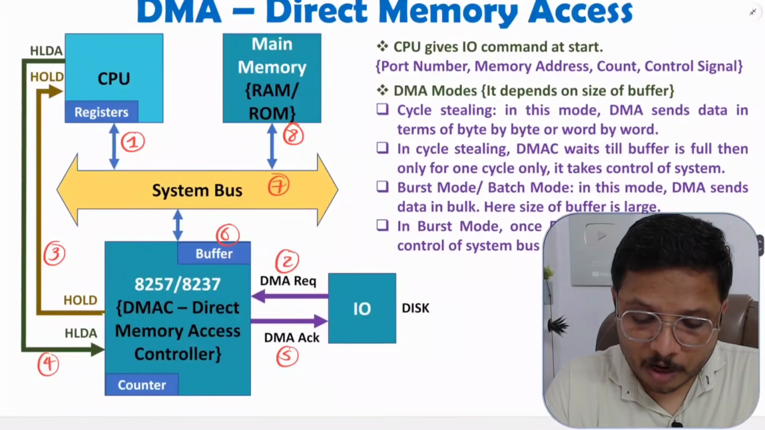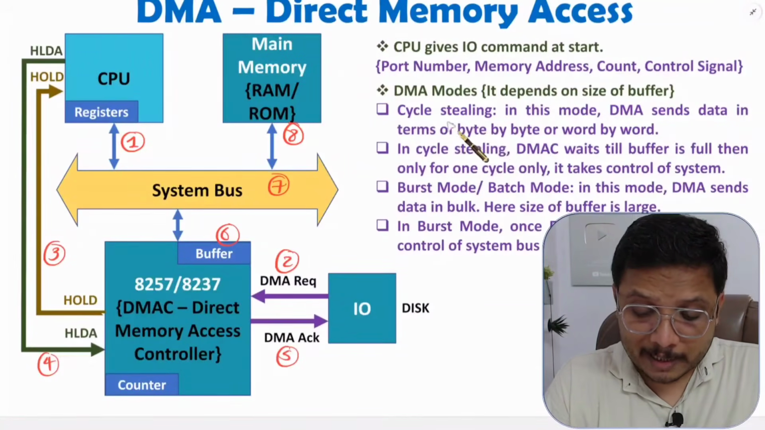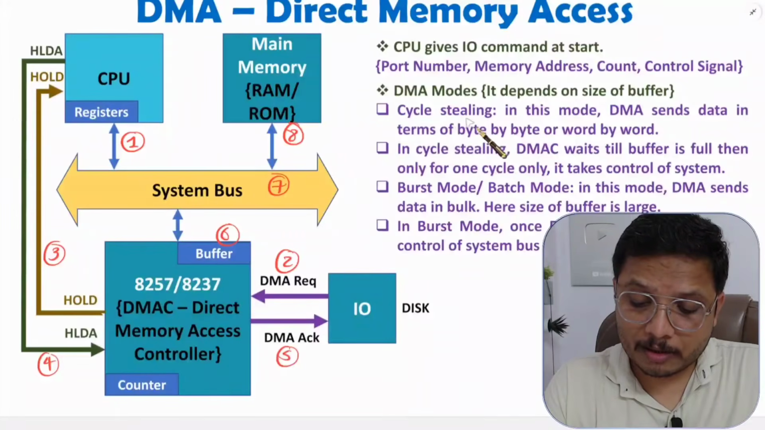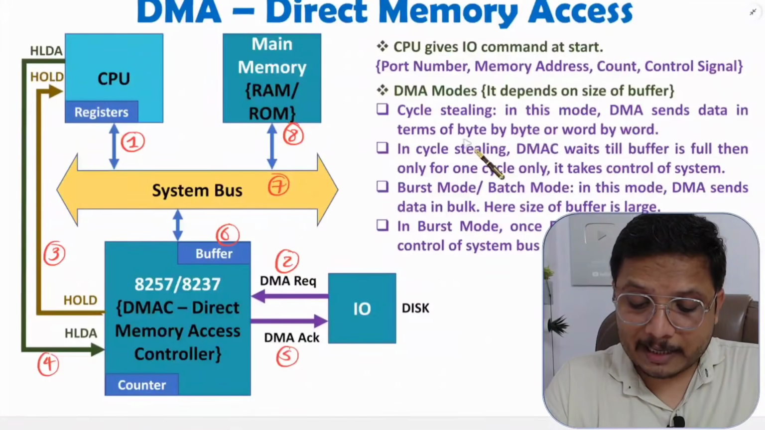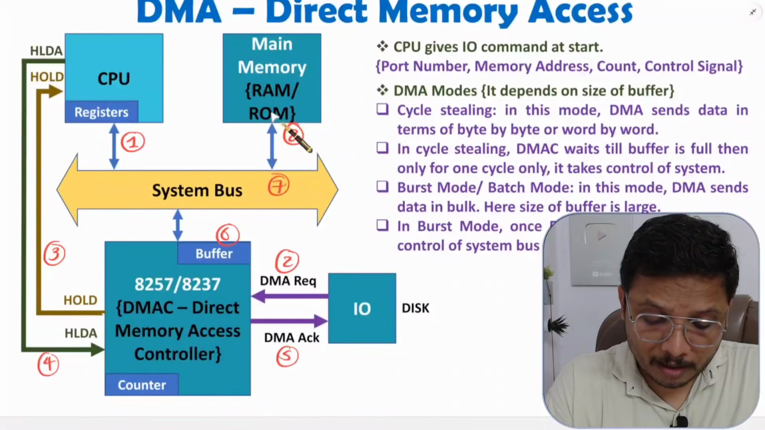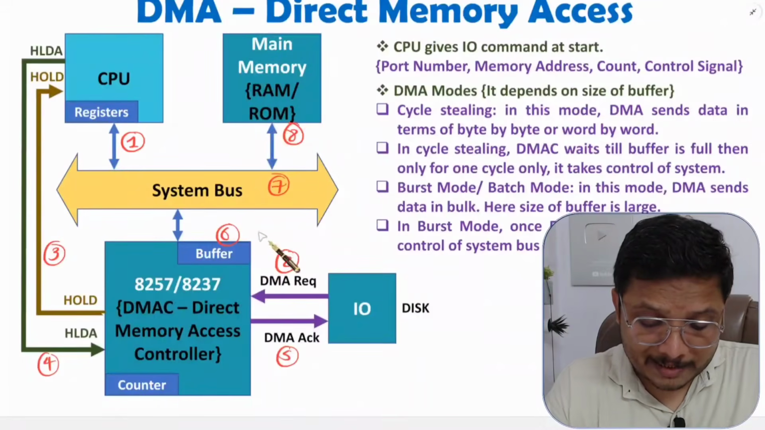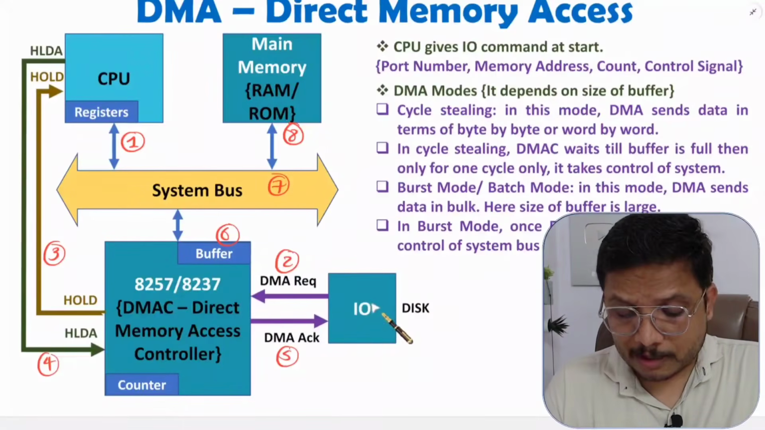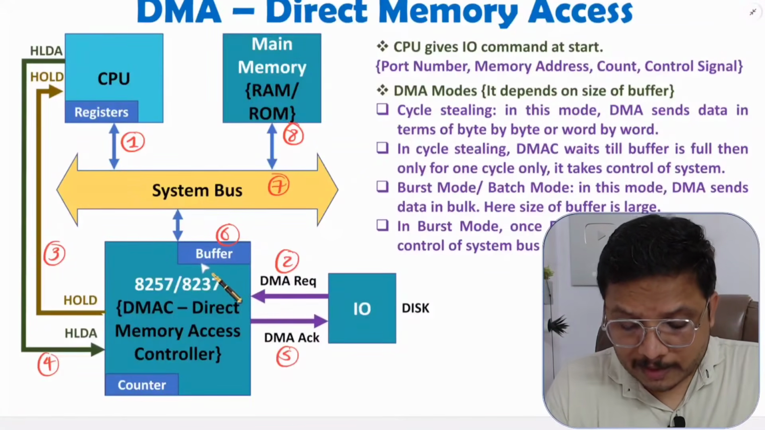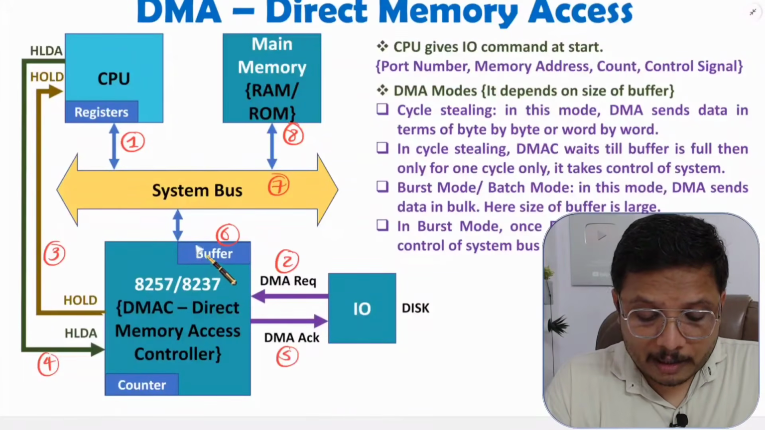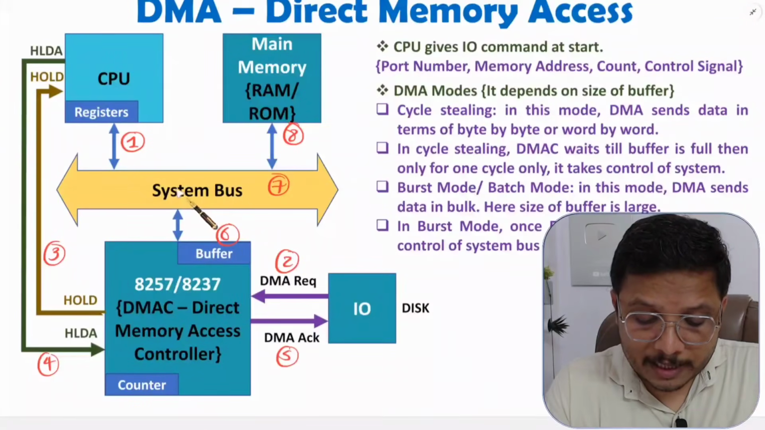For example, if we talk about cycle stealing mode, in that you will be transferring data word by word or byte by byte, right? So in cycle stealing mode, DMA will send data byte by byte or word by word. So one by one word or one by one byte is getting transferred in cycle stealing mode. How? First, this IO will fill this buffer. Once this buffer is completely full, after that only DMA will take control over system bus and it will transfer data over here.